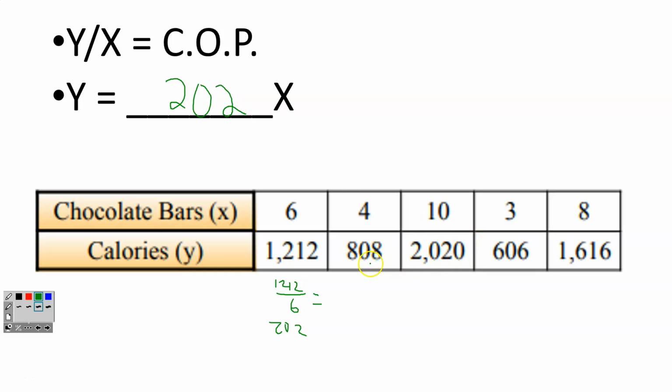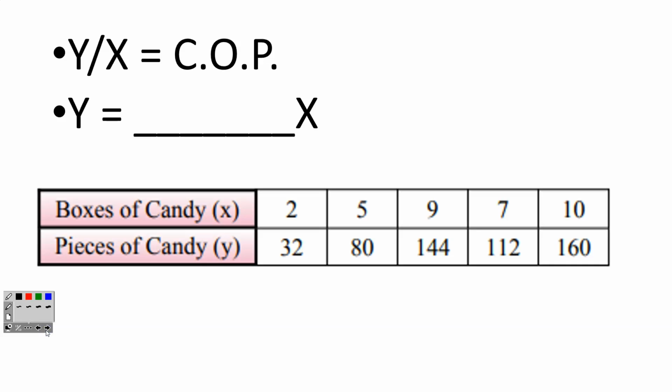Now, if I were to go through and check it for all of them, let's see what happens. 808 divided by 4, if I type that in, I also get 202. 2020 divided by 10 also gets me an answer of 202. 606 divided by 3 is also 202. 1616 divided by 8 is also 202. So there you go.